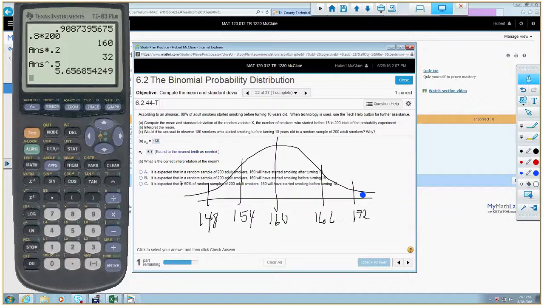What is the correct interpretation of the mean? It is expected that the random sample of 160 adults will have started smoking after turning 18. It is expected 160 will have started smoking before. Well, it says right here, before, right? That's what it's saying. It should be before, right?